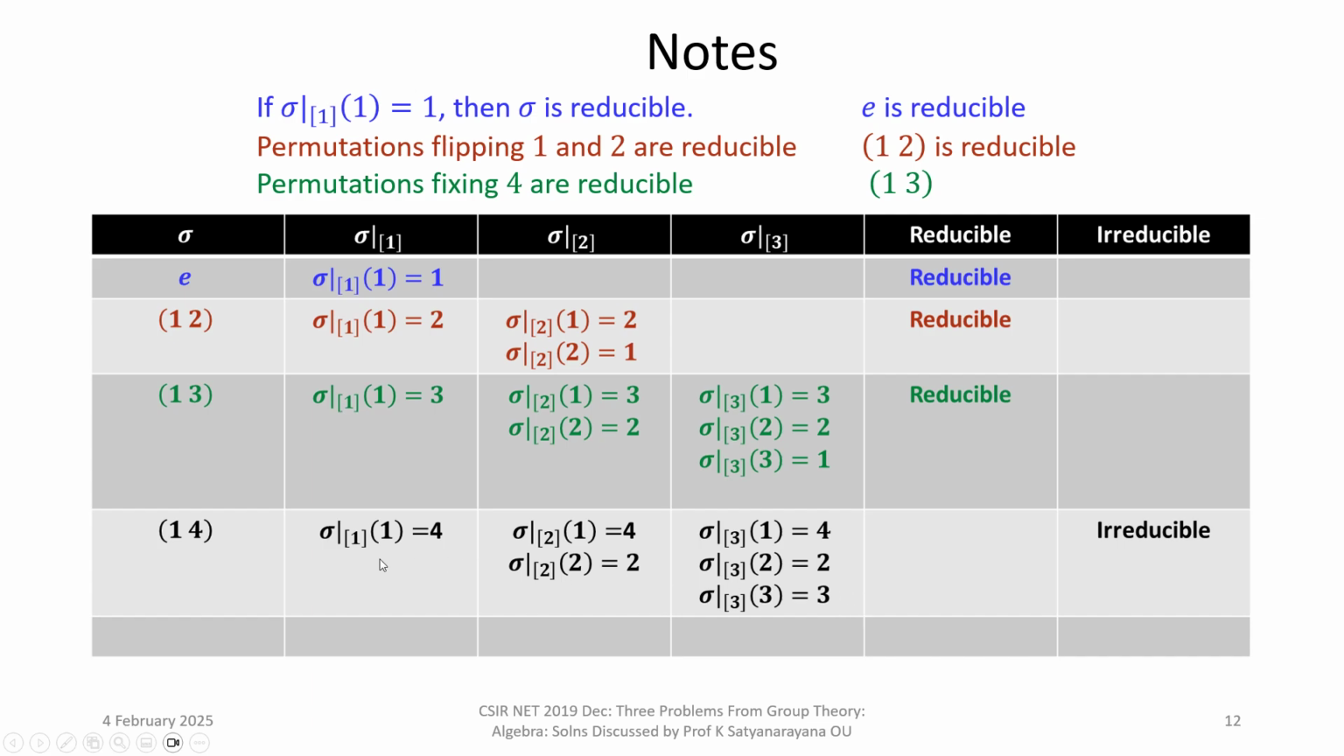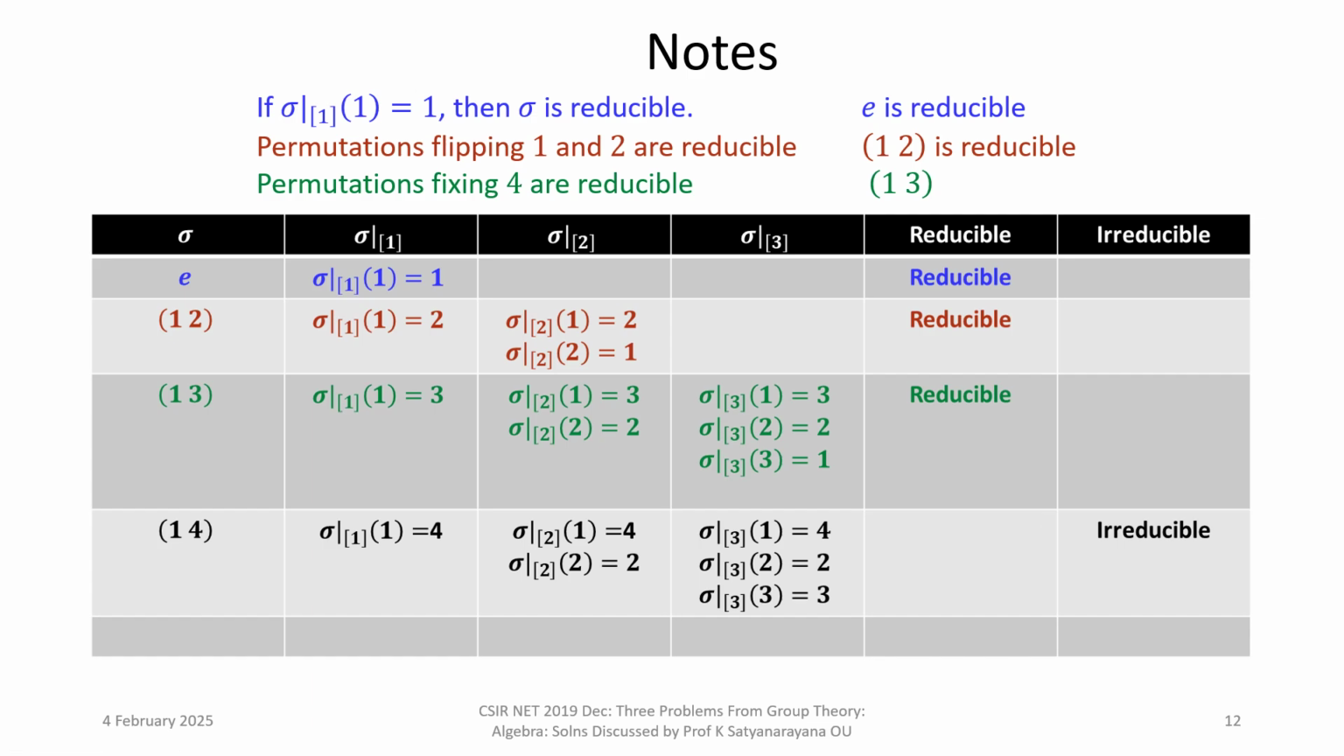So now that means sigma restricted to bracket 1 is not a permutation on bracket 1, and sigma restricted to bracket 2 is not a permutation on bracket 2. Sigma restricted to bracket 3 is not a permutation on bracket 3. It fails in all cases, then it is said to be irreducible. So these are the examples that will motivate you.